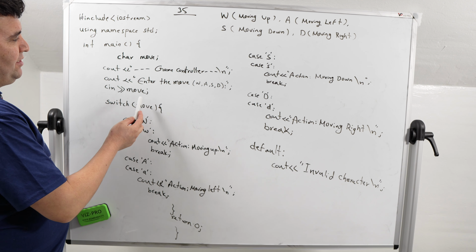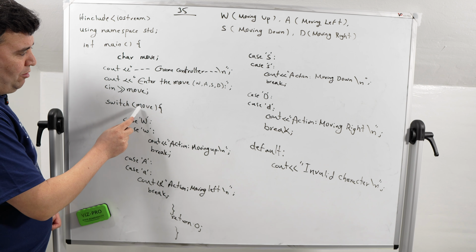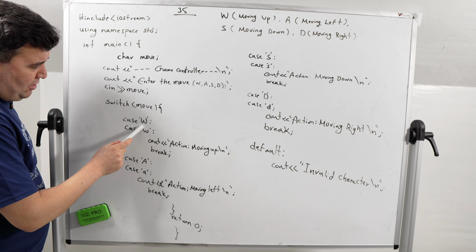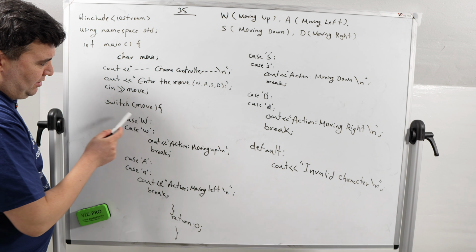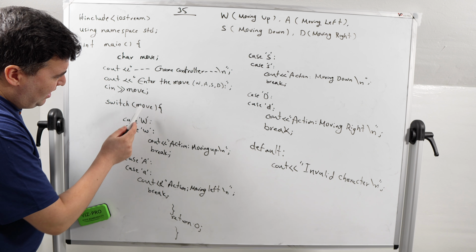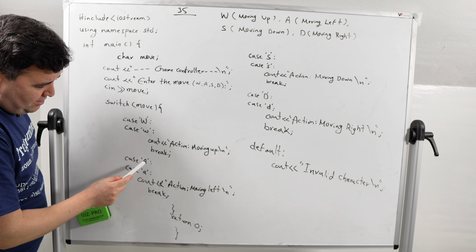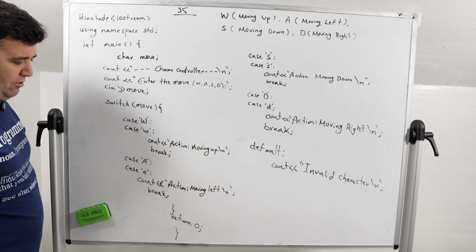Then if the user enters A, we store that A inside the move variable, and then we compare the A with the case value. Is A equal to W? No. So the first case will not be executed. Then we go to the second case. If the value of move is equal to the value of case A, yes, it's equal. So the action moving left is executed.